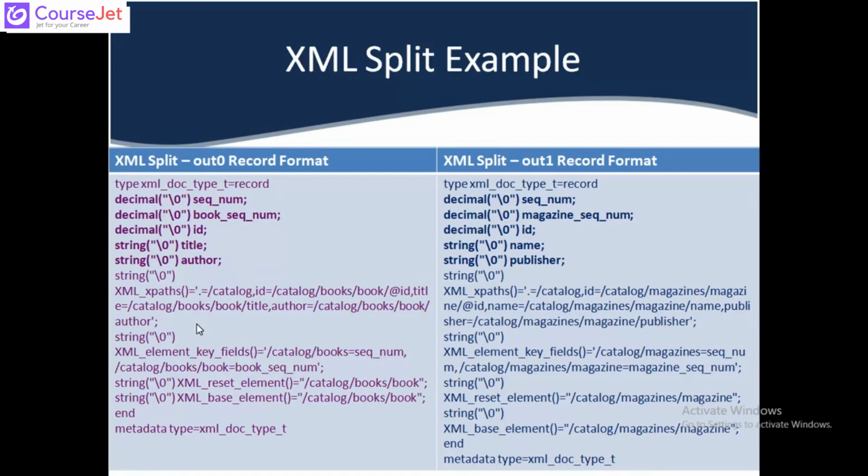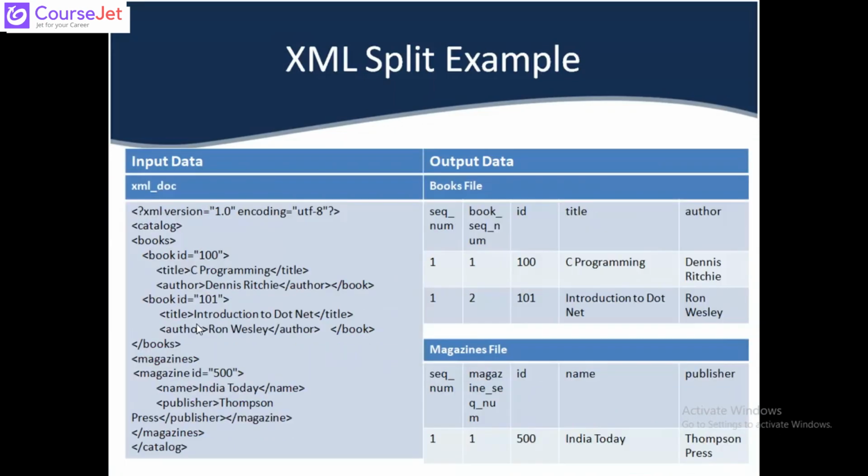Within the book tag, we can have multiple book related information. Correct. So we can have more than one book related information. I can show you the data. If I show you the data, it will be clear. So you can see this data, where you have two book records and one magazine record.